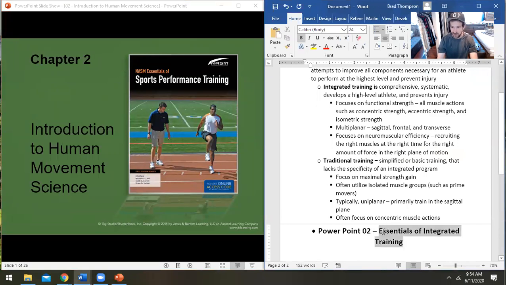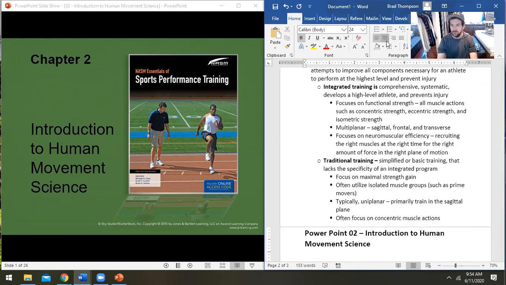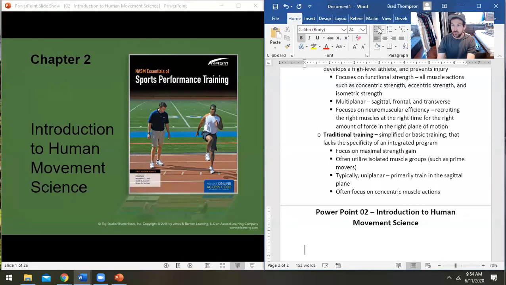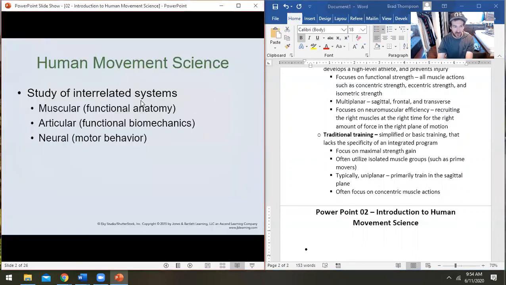So this is going to be Introduction to Human Movement Science. All right. So human movement science, what are we talking about? We are talking about the study of your muscular, nervous, and skeletal systems, right?